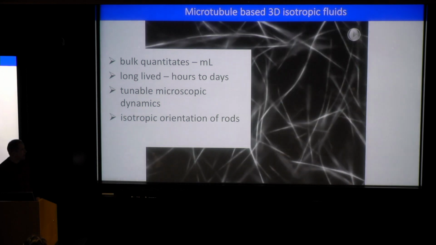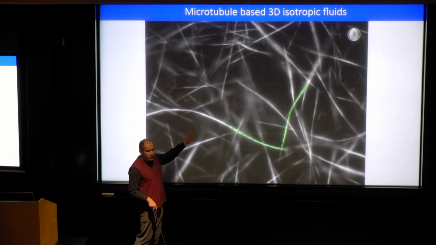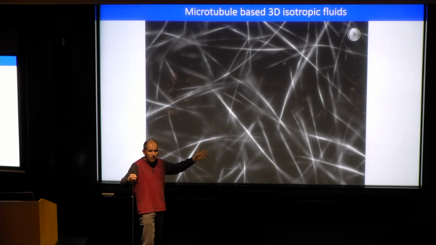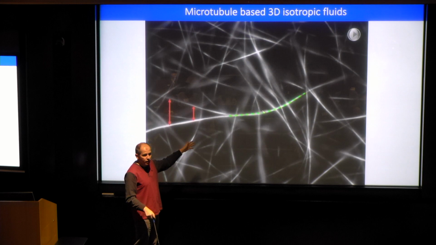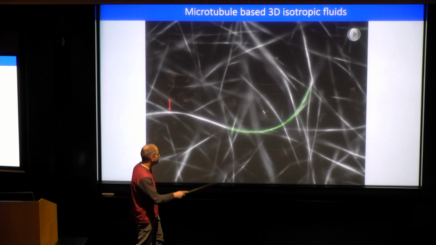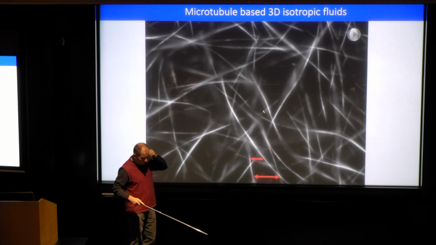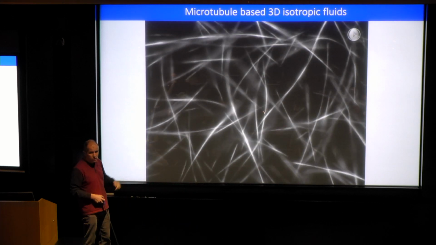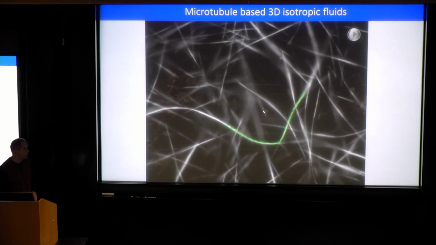All right, but if you look at this thing, what you will notice is that there's this three-dimensional bulk. I can make tens of milliliters of these things. This is by no means an orientationally ordered fluid. I have these fibers, but these fibers are just randomly oriented. So it's isotropic in every sense of the word.